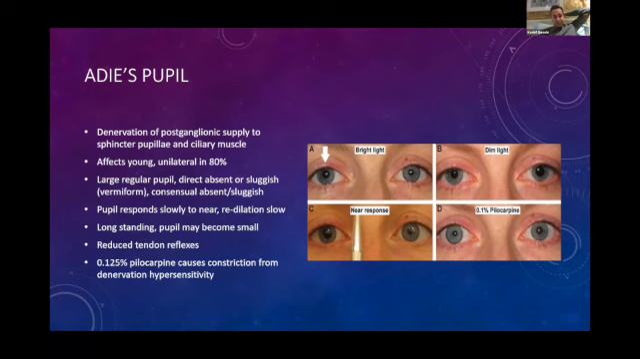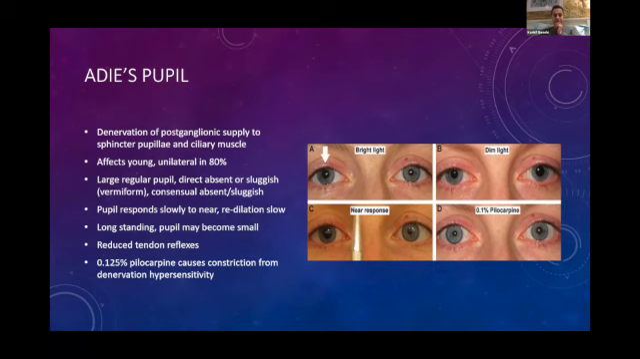Pupils. So an Adie's pupil is a very common denervation of the postganglionic supply, affecting young people, unilaterally in about 80%. The pupil is generally quite large and regular, but when you look at it carefully on the slit lamp, it has these sluggish vermiform movements. It responds slowly to near and redilates slowly. It's generally long-standing, and the pupil might become small eventually. If you did examine them medically, you can often find patients who've got reduced tendon reflexes. If you want to test it, if you can get pilocarpine and dilute it down to 0.125%, it causes constriction from hypersensitivity due to denervation.